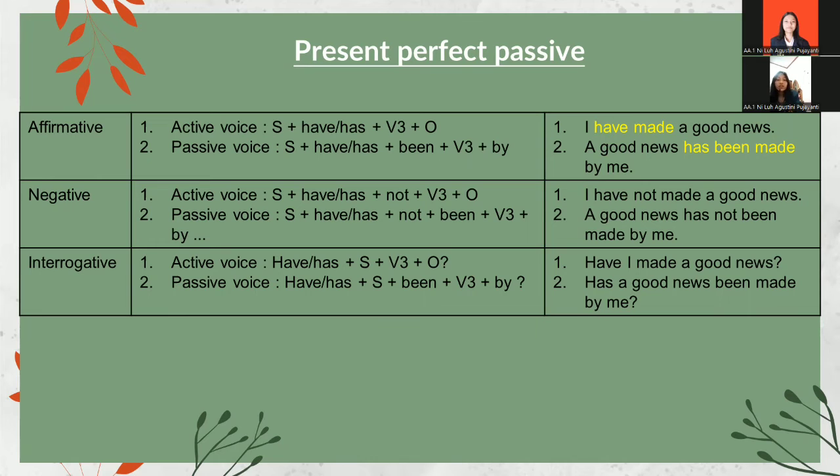In interrogative sentence, active voice has structure have or has plus subject plus past participle or verb 3 plus object and question mark. So the example, have I made a good news? In passive voice, the structure is have or has plus subject plus been plus verb 3 plus by and question mark. For example, has a good news been made by me?